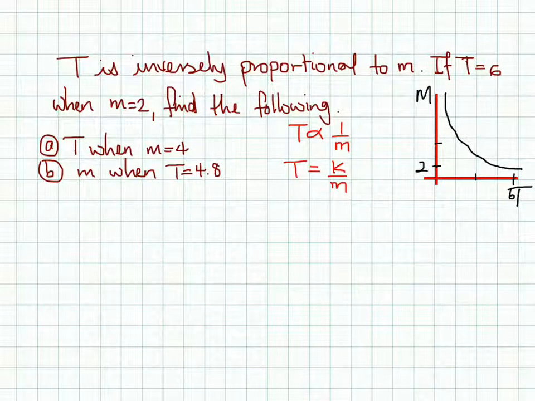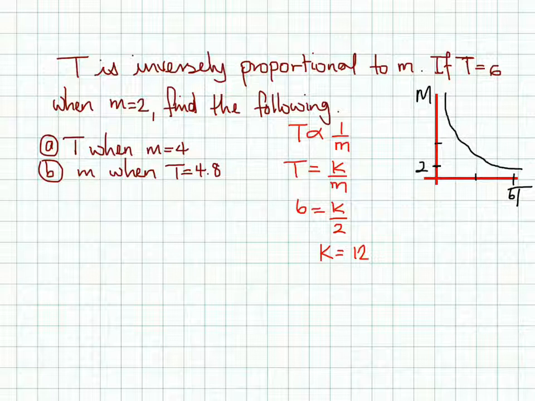Now they've given us some information we need to use to find k. They've told us that T is equal to 6 when M is equal to 2. So I'm going to replace T with 6 and M with 2. That's going to give me 6 is equal to k over 2. I need to remove that 2 from there, so I need to multiply to remove it. So then k equals 12, because 6 times 2 is 12.